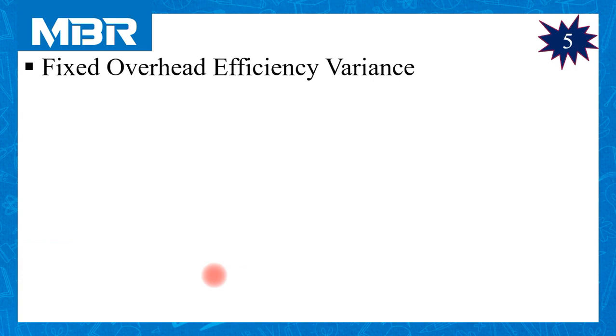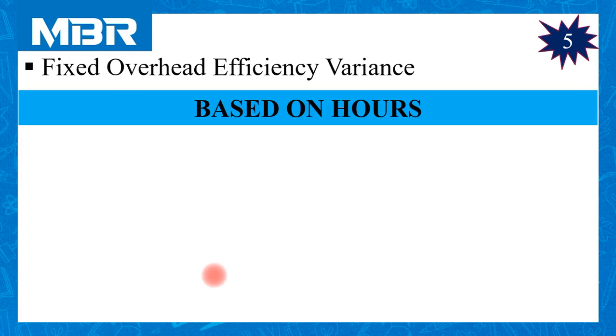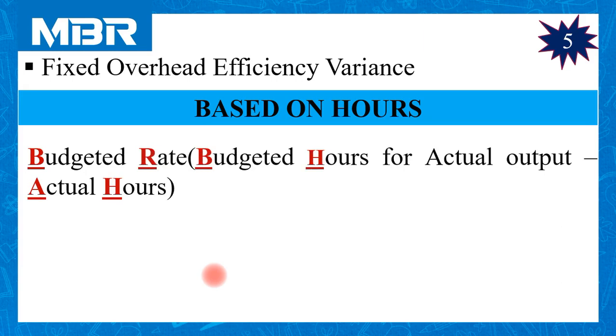Fifth, fixed overhead efficiency variance. Again, in this question, information related to IT is not given. Otherwise, you know that IT always influences calculation of efficiency. We can calculate our efficiency variance either using hours or using output. We will calculate our efficiency variance for this answer using both methods. Budgeted rate into bracket budgeted hours for actual output minus actual hours. BR (BHAP minus AH).